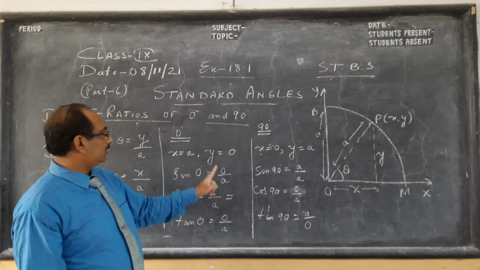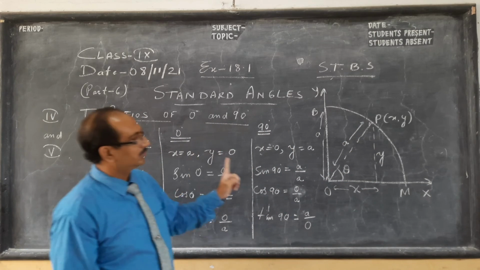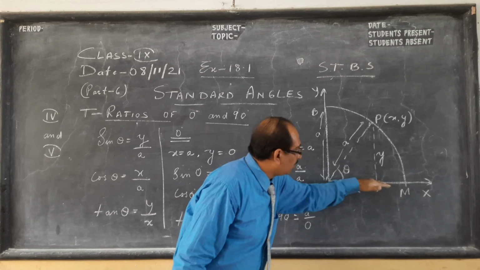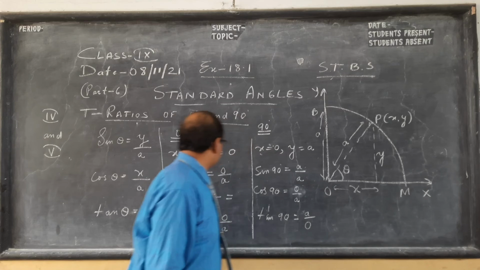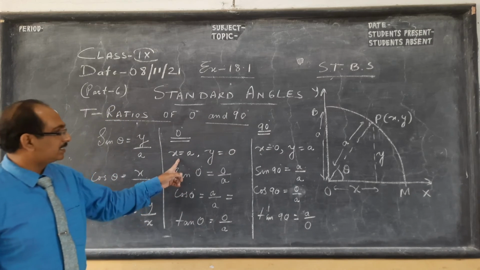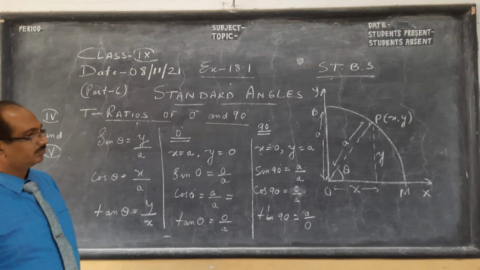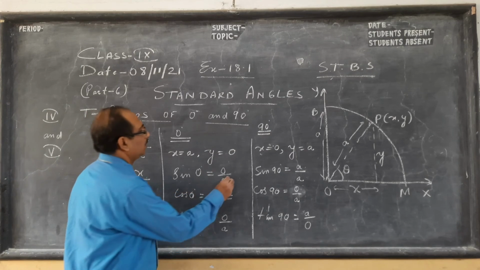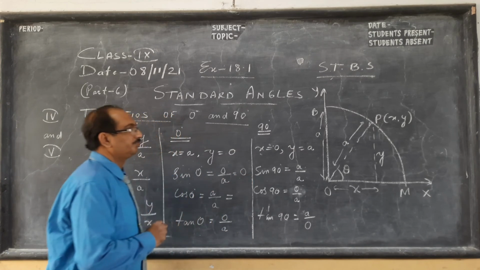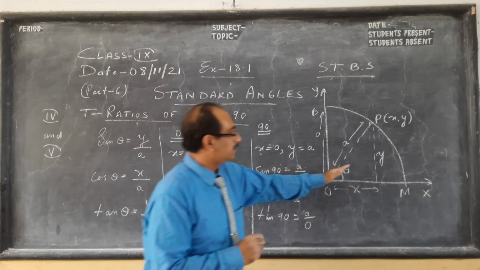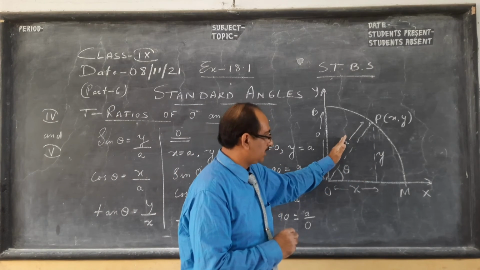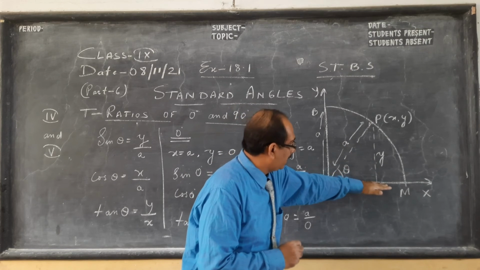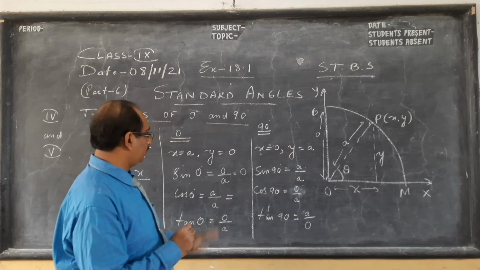Okay, so we get 0 by a. Y gets 0 and the hypotenuse overlaps with the base. So here what we get? X is a. So we get 0 by a is 0. So sine 0 is 0. Sine is this over this. So y gets 0, and a and x are equal, but we write a only.